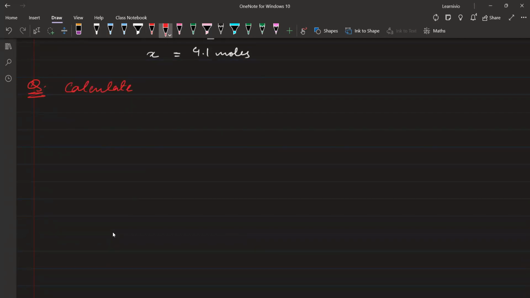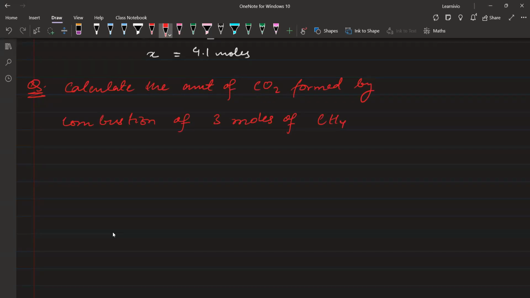Calculate the amount of CO2 formed by combustion of 3 moles of CH4. I'm writing the equation for you. CH4 plus O2 gives CO2 plus H2O.